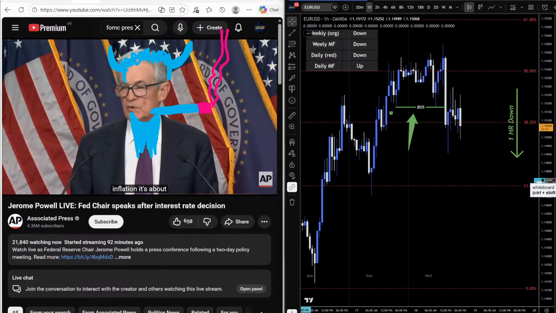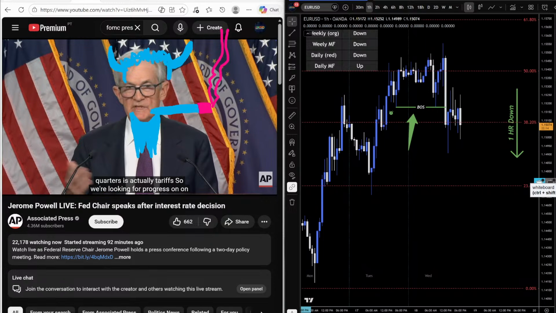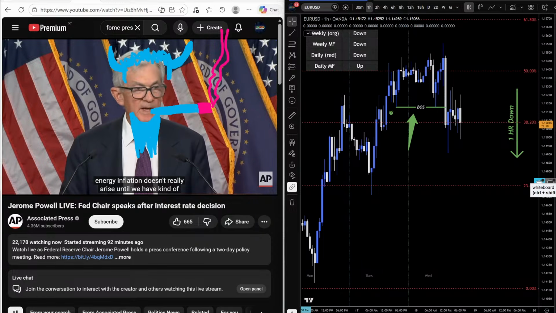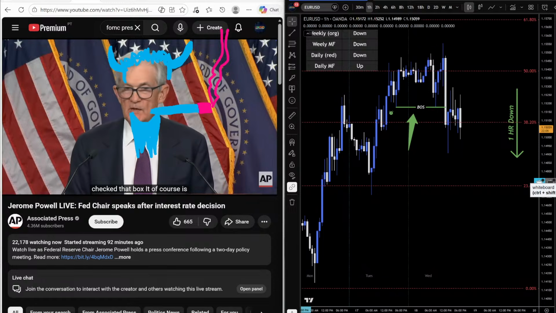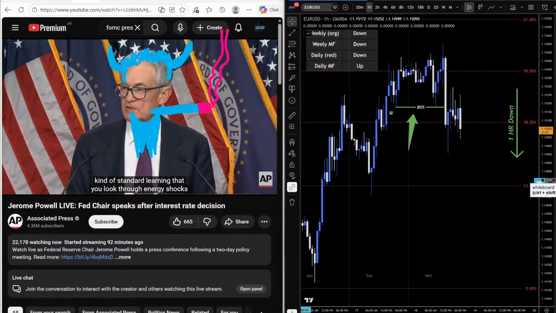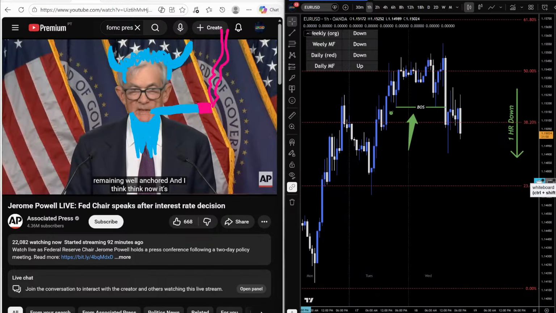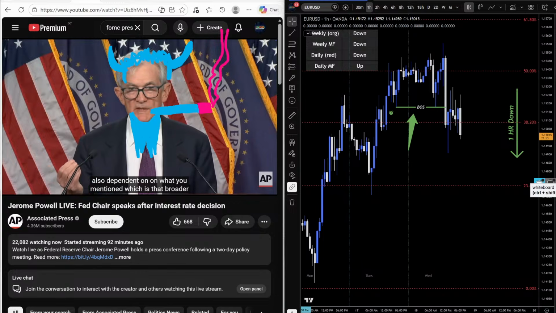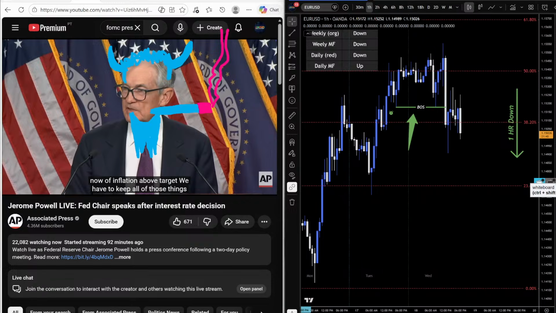The question of whether we look through the energy inflation doesn't really arise until we have checked that box. It, of course, is standard learning that you look through energy shocks, but that's always been dependent on inflation expectations remaining well anchored. And I think now it's also dependent on what you mentioned, which is that broader context of 5 years now of inflation above target. We have to keep all of those things in mind, and the question of looking through, when it does arise, will be one to approach not lightly, but in the context that you mentioned.